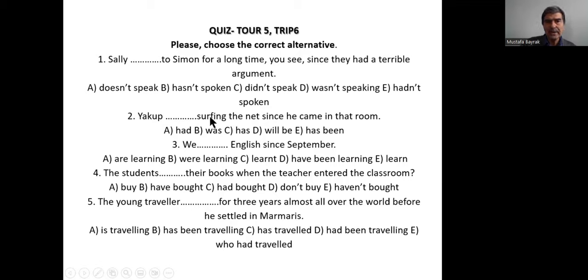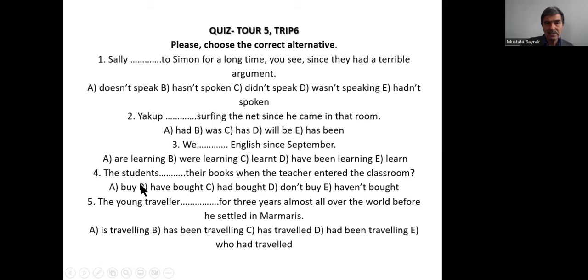Jakub blank surfing the net since he came in that room. Jakub had been... where is had been? So sorry. Jakub has been surfing the net since he came in that room. Because of "since", we cannot use was surfing here, or is surfing, or will be surfing. We have to use has been. Jakub has been surfing. We blank English since September. So yes, this is really true. We have been learning English since September.